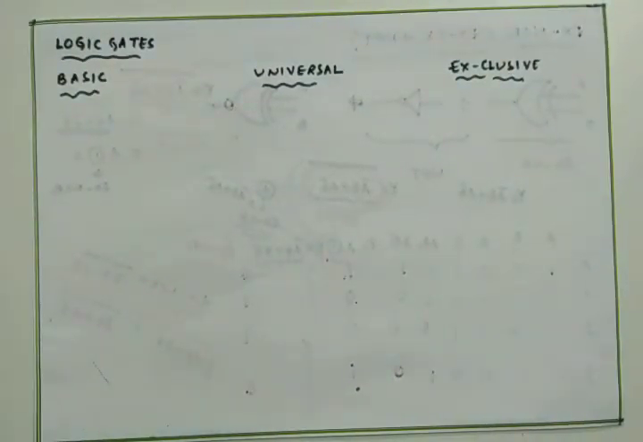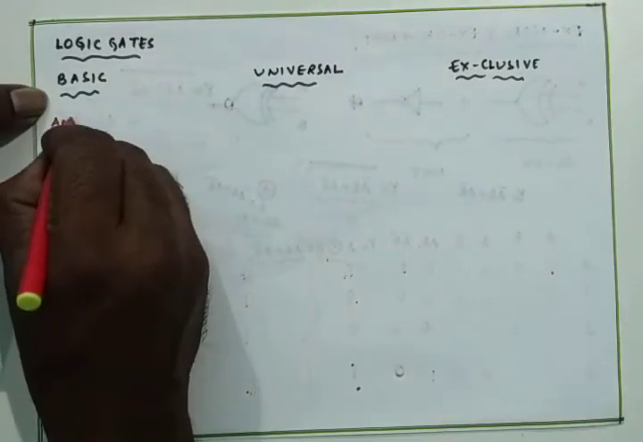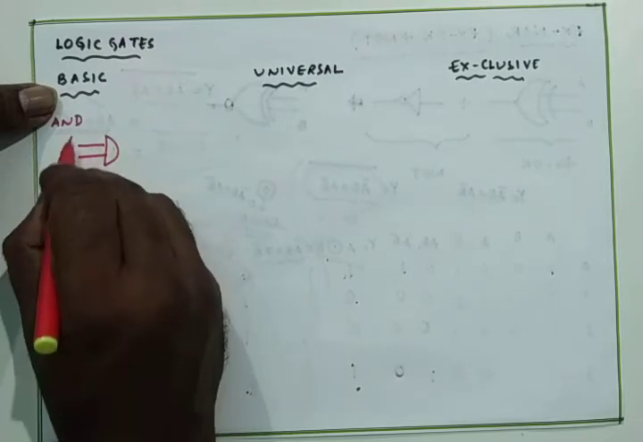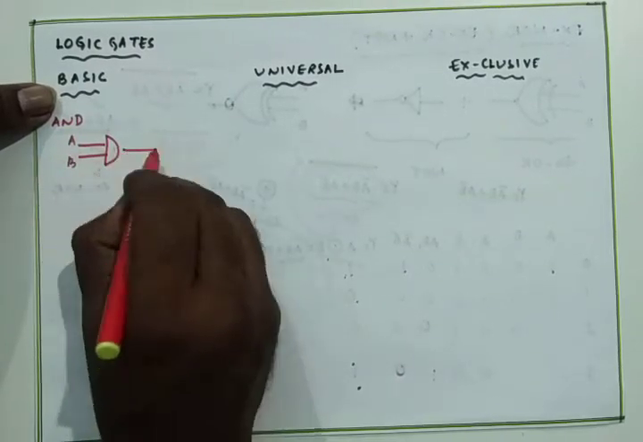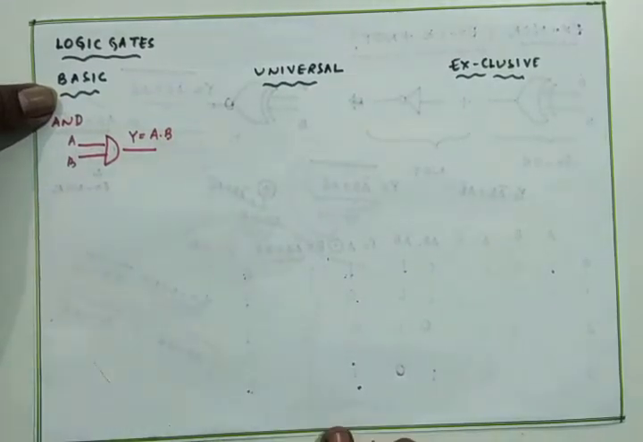In basic gates, what is the first gate? The first gate is the AND gate, and the symbol will be like this. This is A and B, then Y is equal to A dot B. That is what? The product of the input signals.